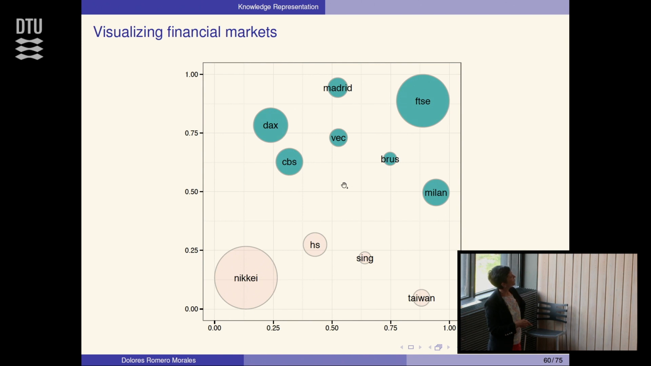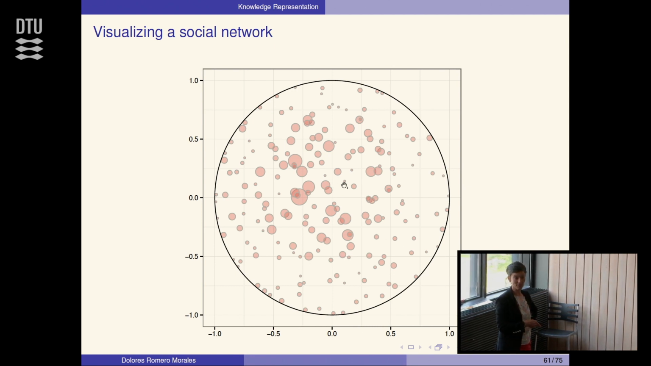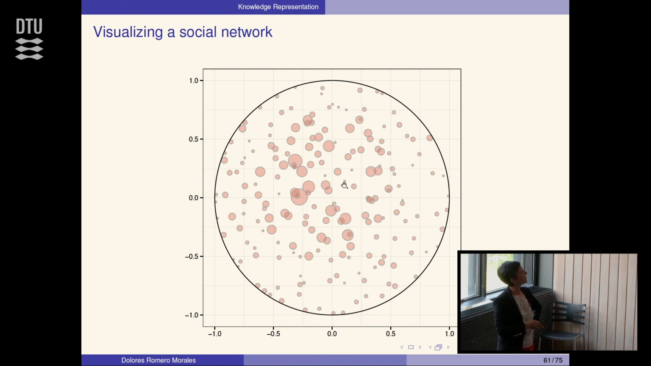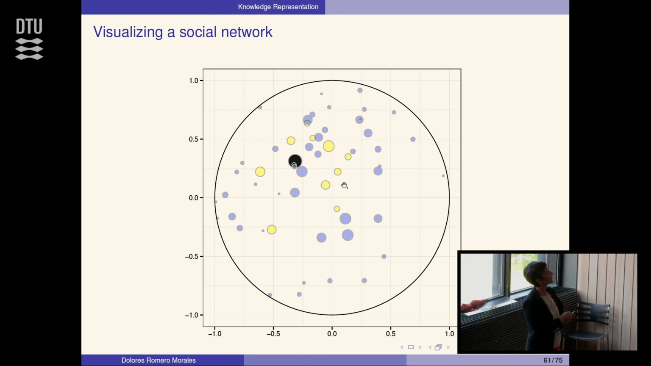So we did here the representation of the financial markets, and you are not going to guess what this is. Yeah? Do you like music? So this is data on musicians, yeah, and this is the Rolling Stones, and the blue ones are the ones that have been influenced by the Rolling Stones, and the yellow ones are the ones that influenced the Rolling Stones. Yeah. Okay, continue. Yeah, you like this, yeah.